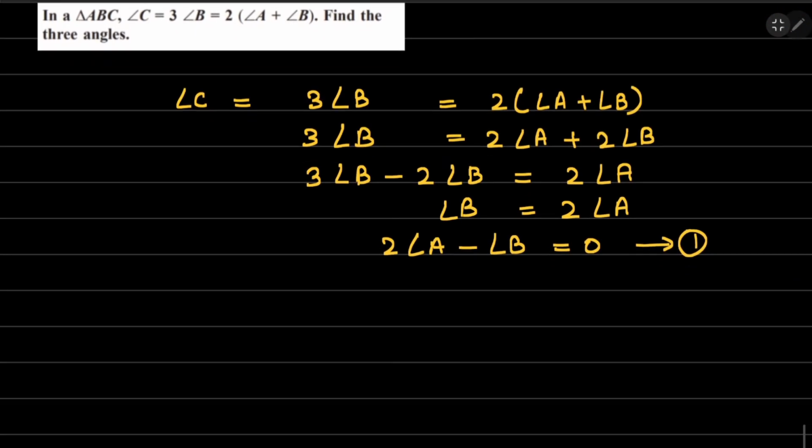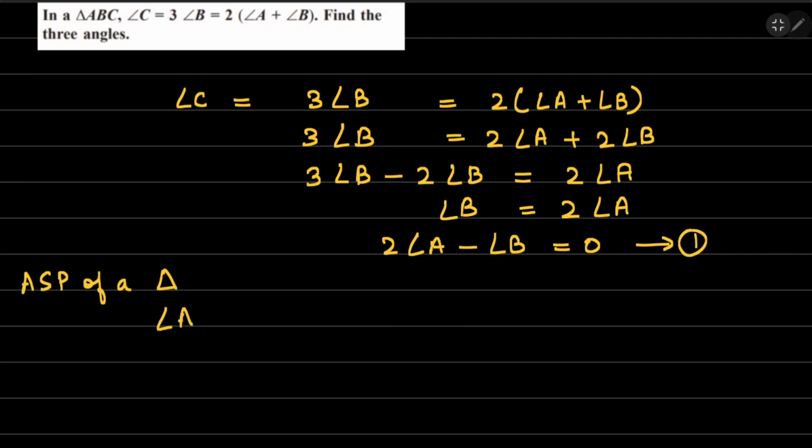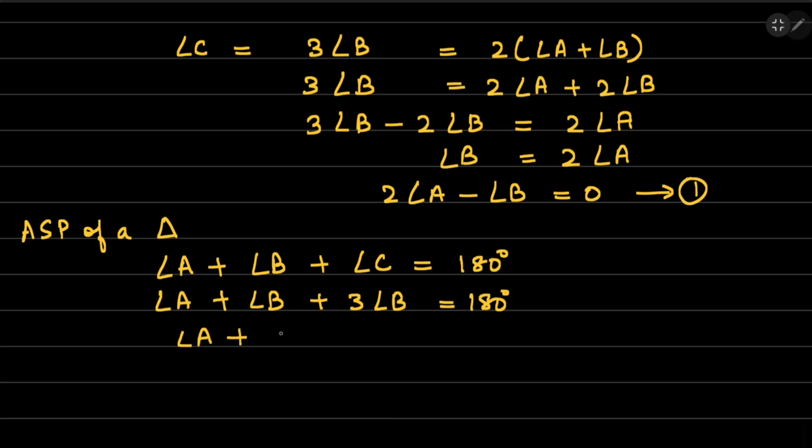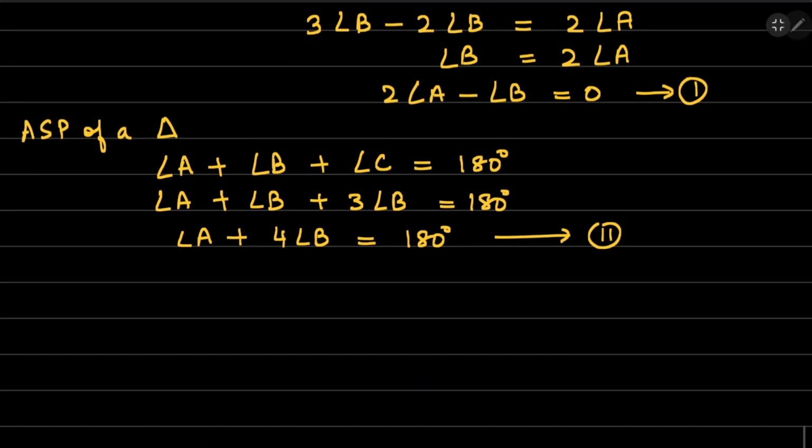Whenever you have a triangle, the sum of the three angles is 180 degrees. So using the angle sum property of a triangle, angle A plus angle B plus angle C equals 180. What is angle C? In terms of B, it is thrice angle B. So angle A plus 3 plus 1, 4 times angle B equals 180 degrees. So this is your equation number 2. Now you have to solve 1 and 2.